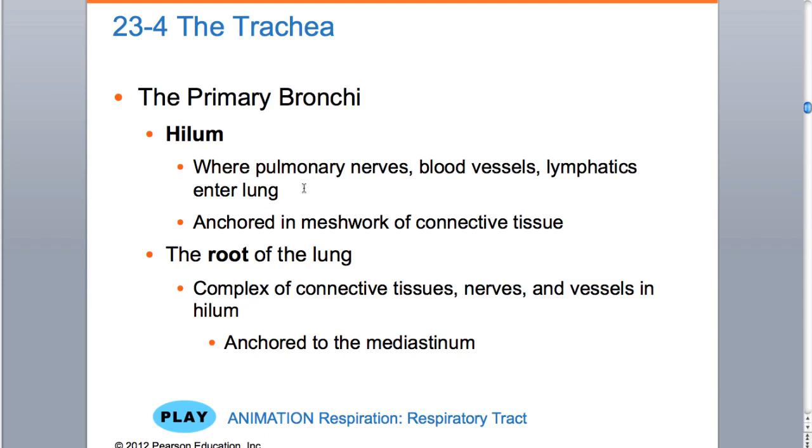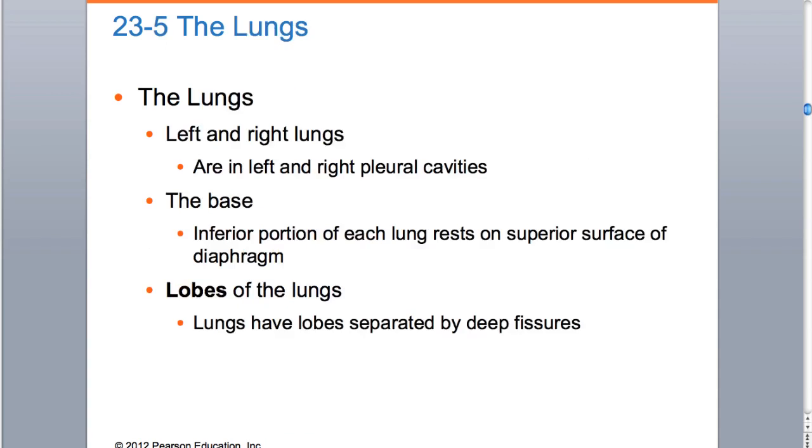This slide, I just want you to have a general feel that there is a lot of blood vessels going in and out of this region. Next slide. This one you do need to know.